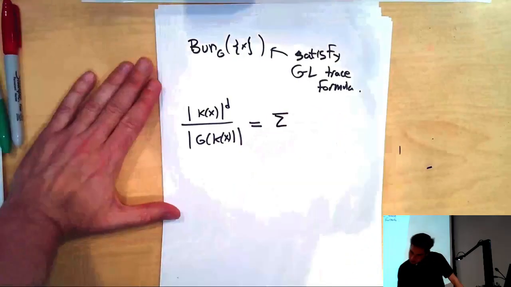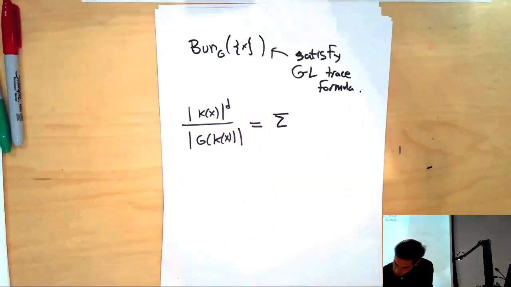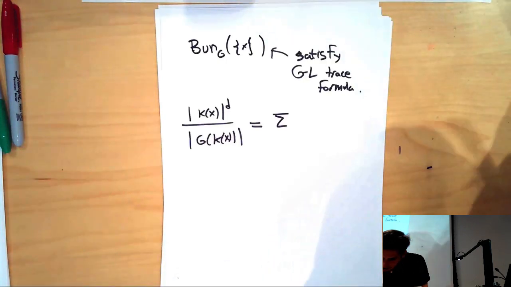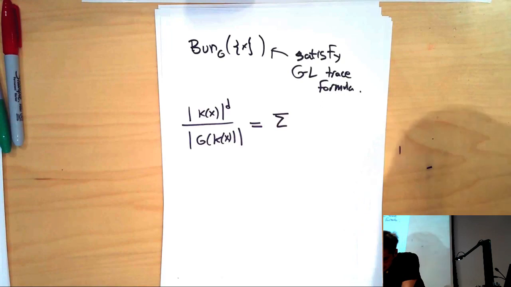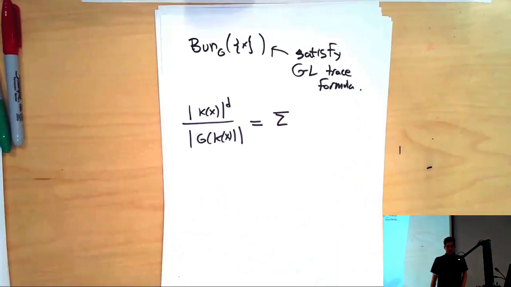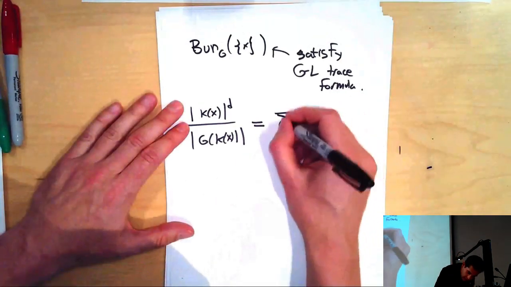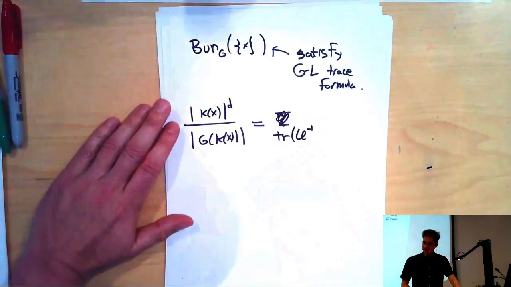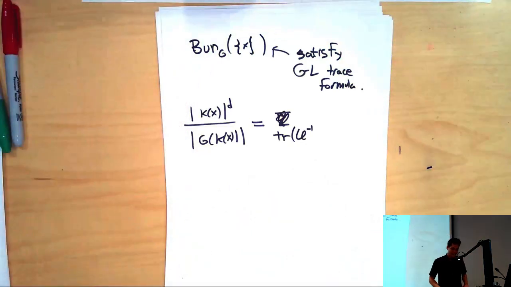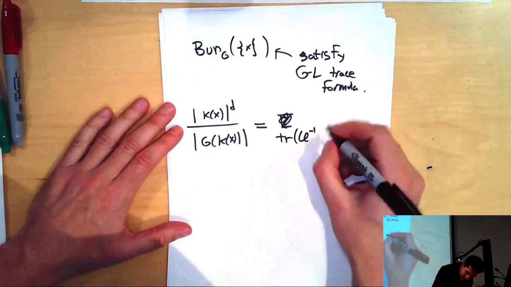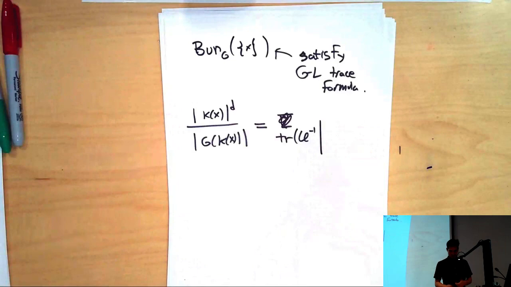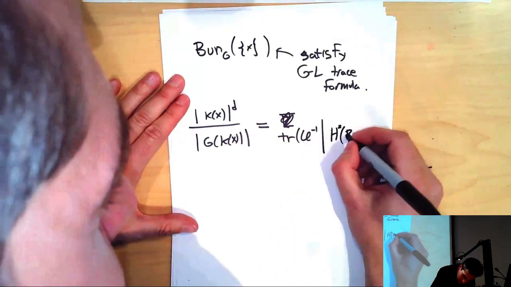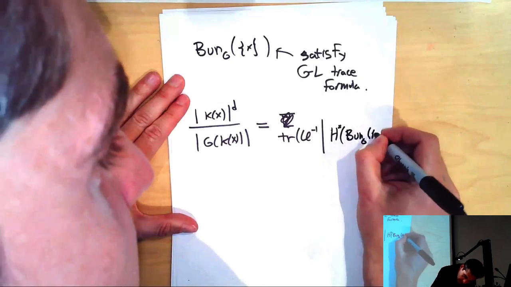That's equal to, oh, sorry, I wrote this wrong. I think I wrote that wrong everywhere. This should be equal to the trace. This should be equal to the trace of Frobenius on the L-adic cohomology of this, let's say, bun-g little x.